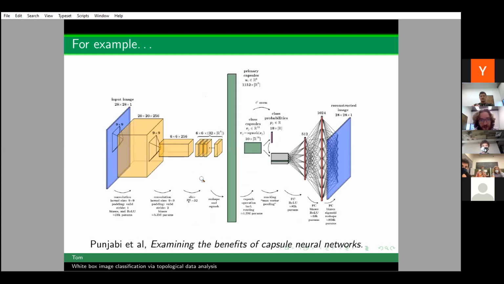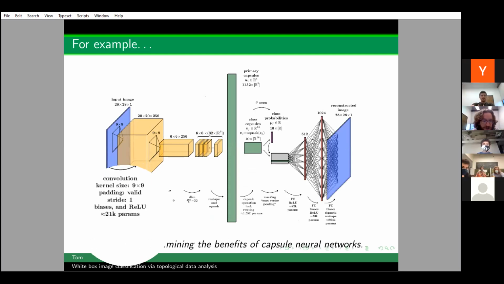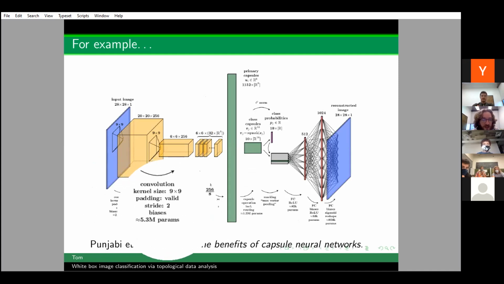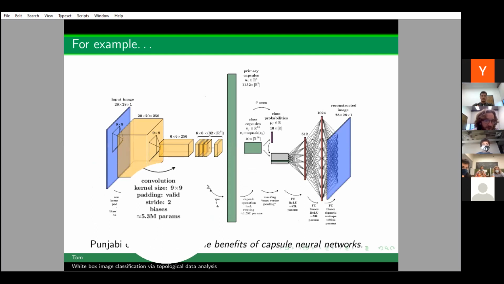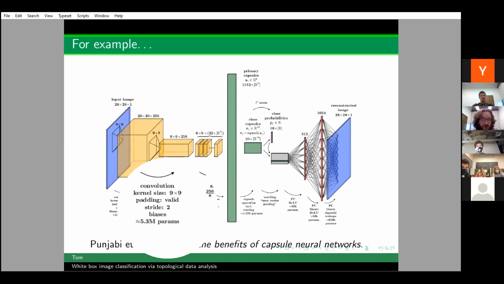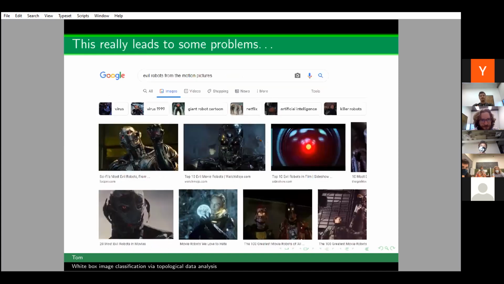So again, another example, this is what these things look like under the hood. If we zoom in, it's a little hard to see, but you can see the number of parameters that you're learning is on the order of millions. So 5.3 million hidden parameters in your model. And there's just no hope, right? Our input was 28 by 28, so under 1,000 features, and we're upscaling to 5 million features. There's no hope of explaining that.